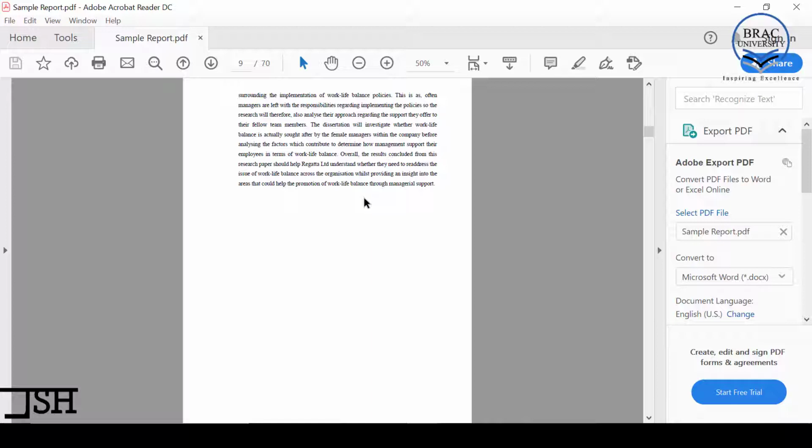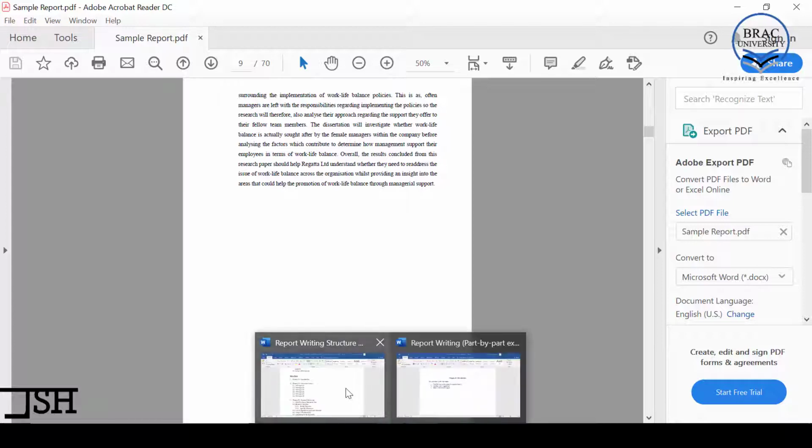That's not the case. Another point I would like to make here is do not get scared by looking at the length of the report. It is a 70-page report. Never ever think that we are going to ask for a 70-page report from you. Never, never. So do not worry about the length of your report. Alright? It's going to be much smaller than this. So let's go back to our document again.